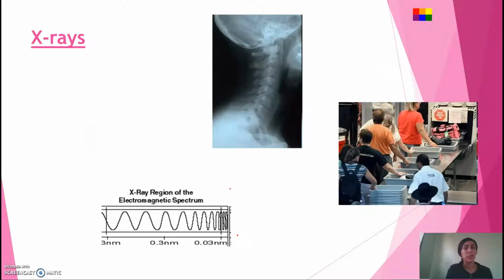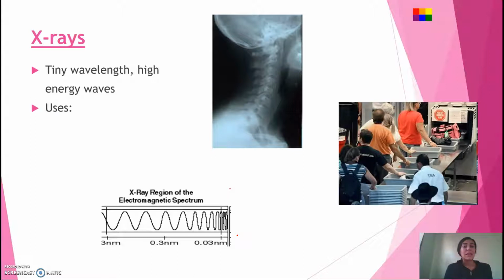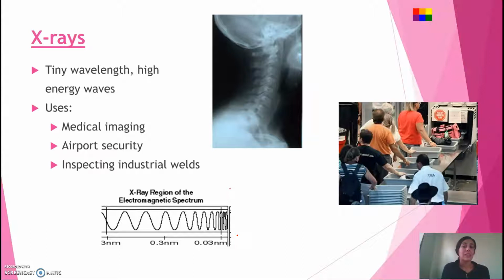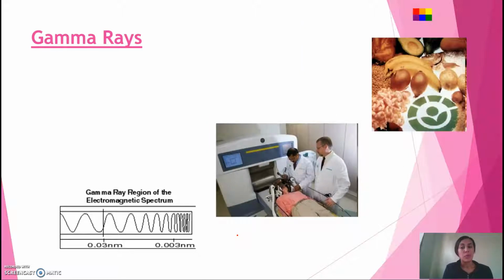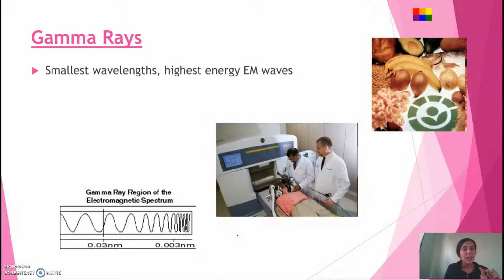Then we get to X-rays, which have even smaller wavelengths than UV radiation, and we use them in X-ray medical imaging, for instance, airport security, and inspecting industrial wells. And last but not least, gamma radiation is the smallest wavelength, and it has the highest energy and the highest frequency of those EM waves.